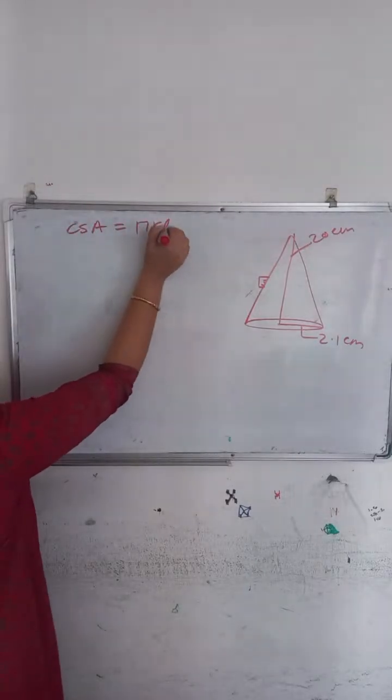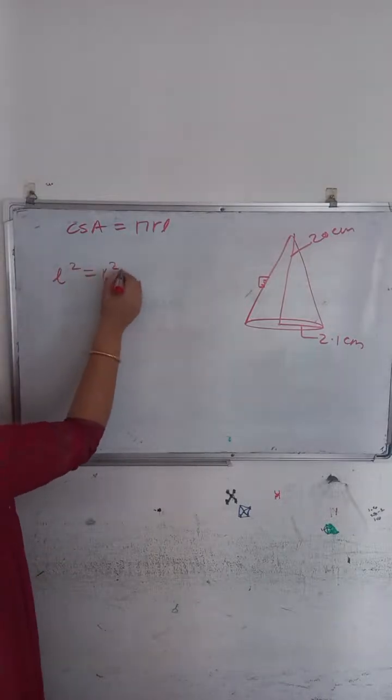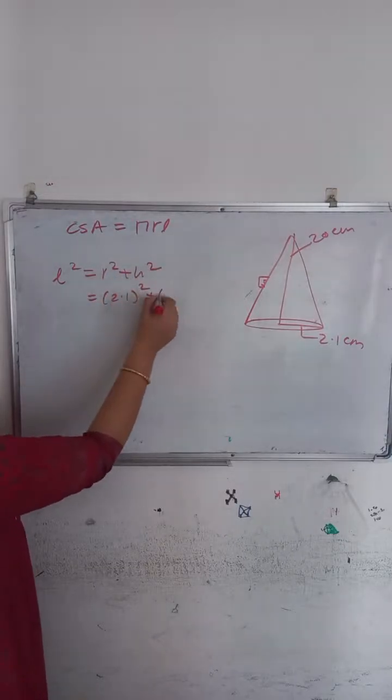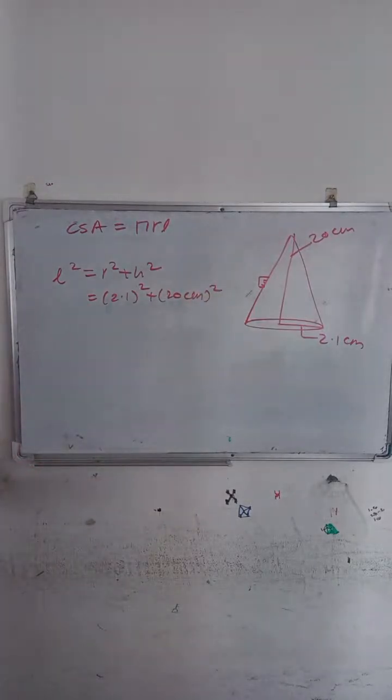CSA is nothing but pi r l. Now again the problem is that we don't have l, so we have to calculate l. l square is equal to r square plus h square. r is 2.1 square plus height is 20 centimeter square. Okay, so can you find this l square now? Calculate here.